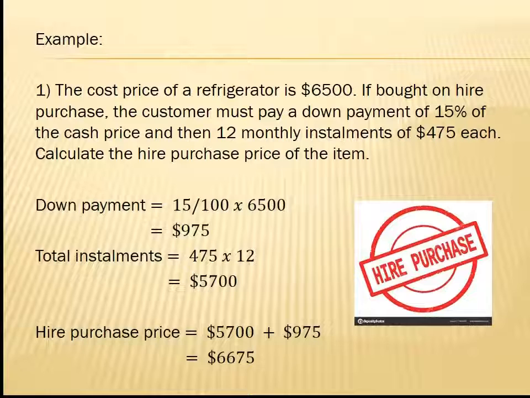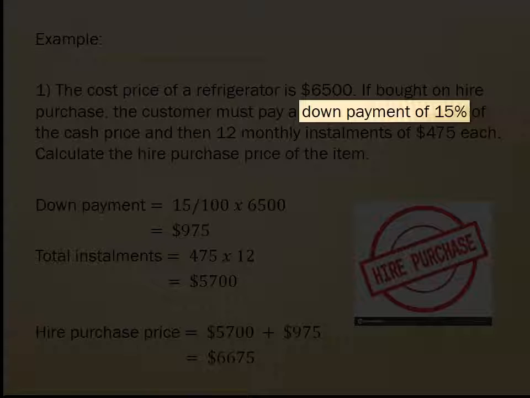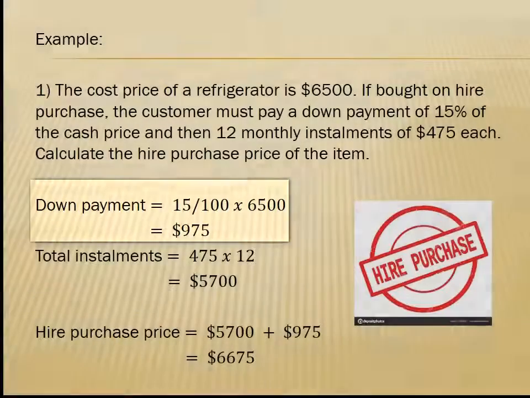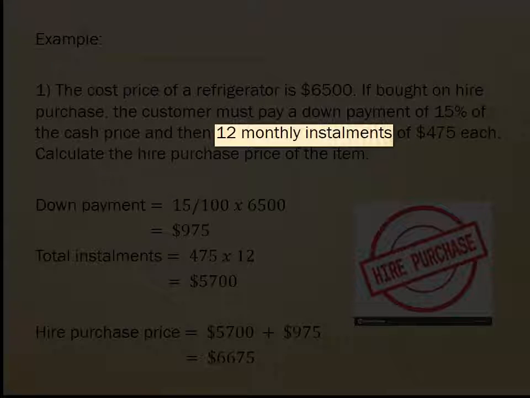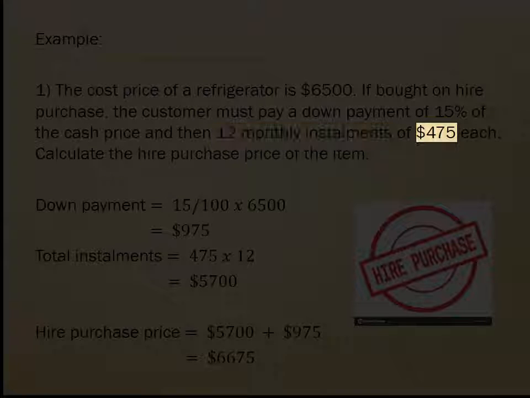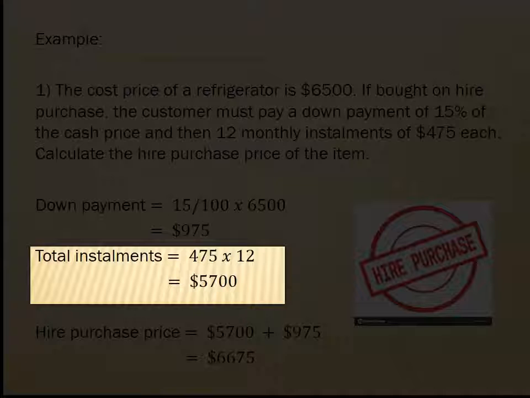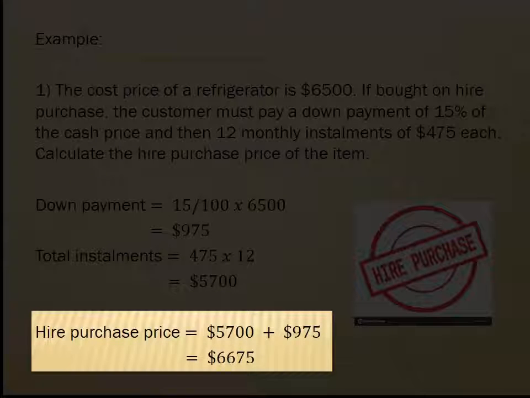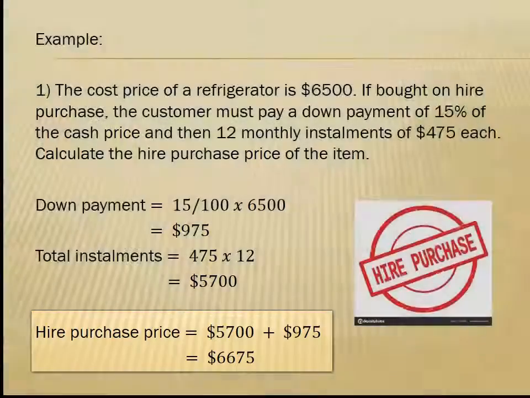So we know that the hire purchase price would include both the down payment as well as the installments. So the down payment, they said it's 15% of the cash price, so 15% of $6,500, which would give us $975, and it's 12 monthly installments of $475, so $475 times 12, which is $5,700, and so the hire purchase price would be the sum of $5,700 and $975, which would give us a total of $6,675.